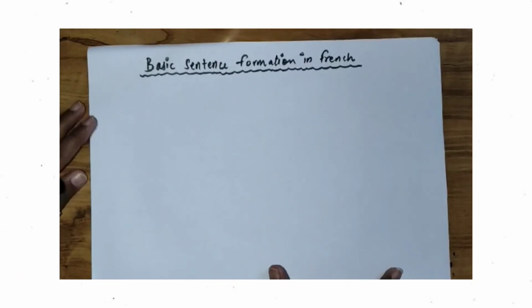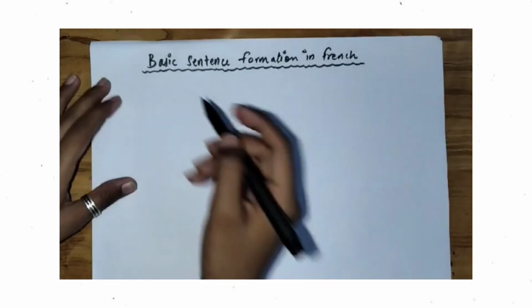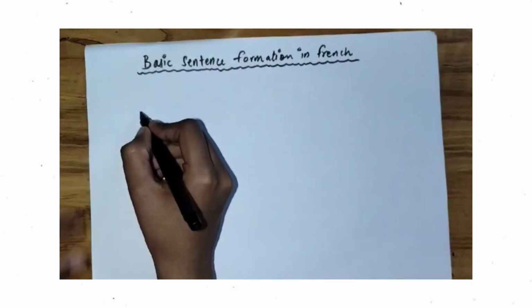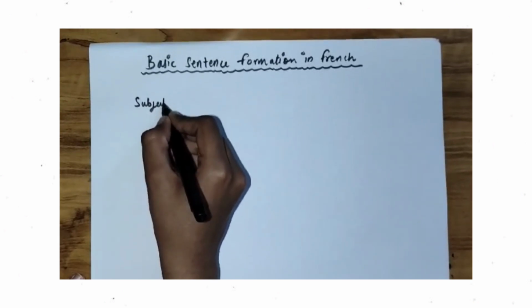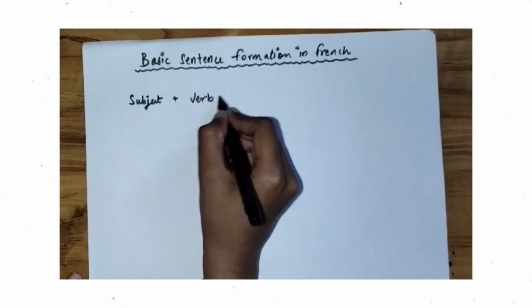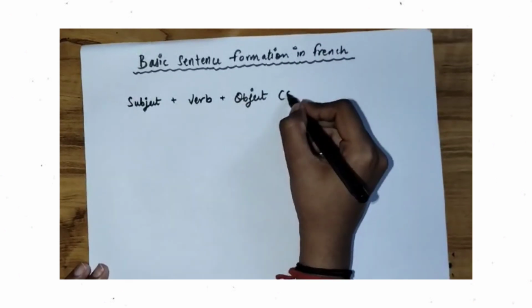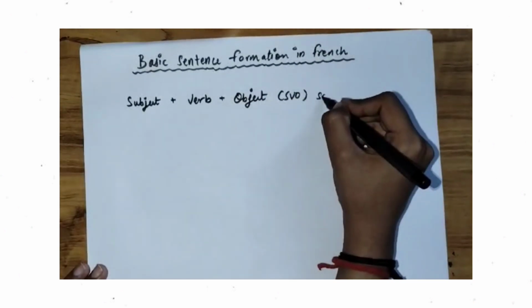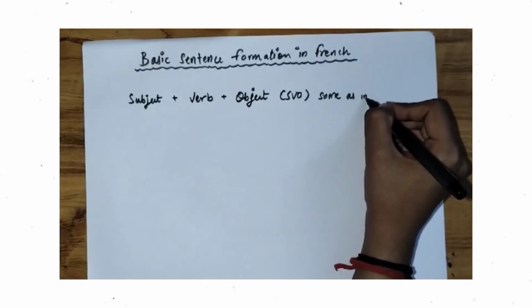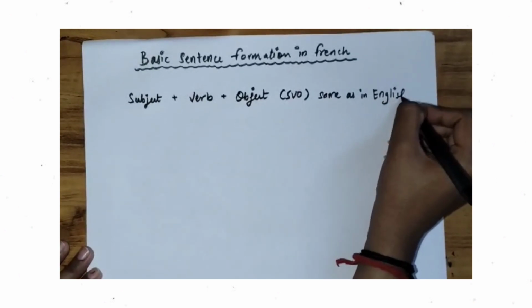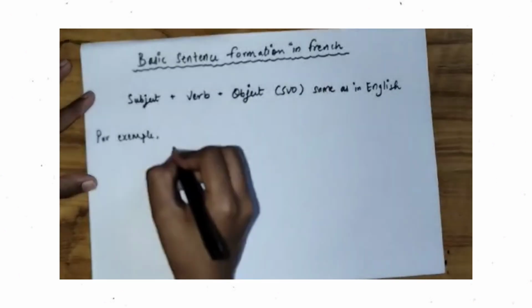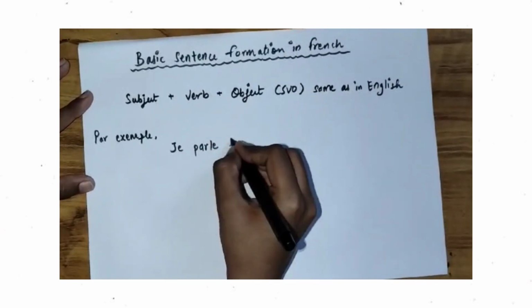So today we are going to do the basic sentence formation in French. Sentence formation in French is quite similar to English. Like you have the subject, the verb, and the object. The subject verb object formation is similar to English, as said before. For example, je parle français.